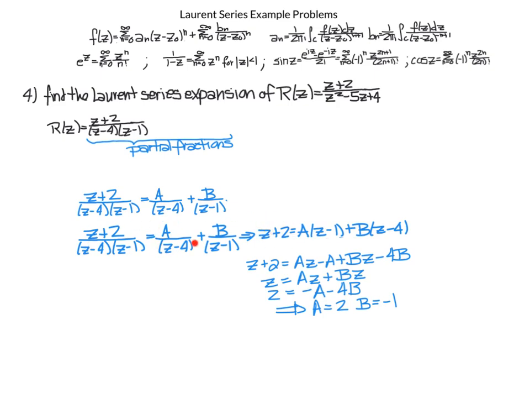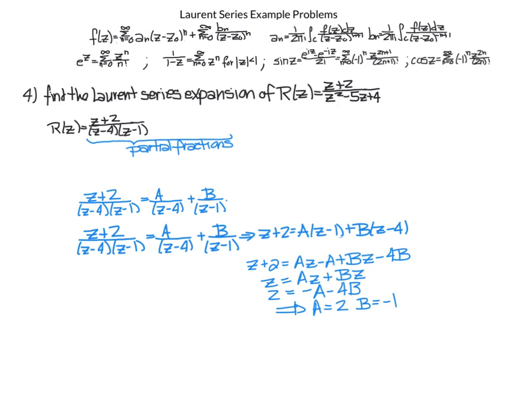When I multiply my term with a by (z minus 4) times (z minus 1), the (z minus 4)'s cancel out, and I'll be left with a times (z minus 1). When I multiply the term with b, the (z minus 1)'s will cancel out, and I'll be left with b times (z minus 4). Now I'm going to multiply out my a times (z minus 1) and my b times (z minus 4).